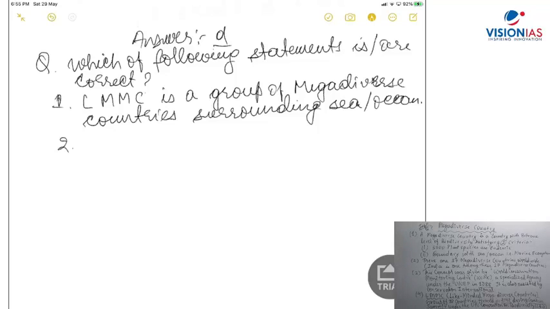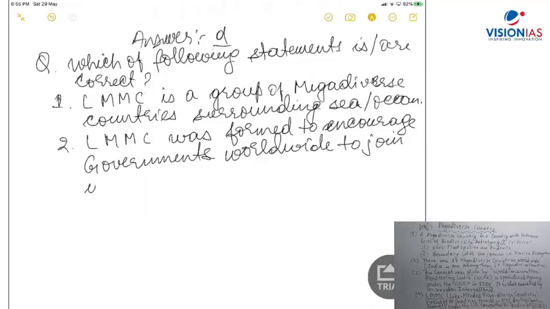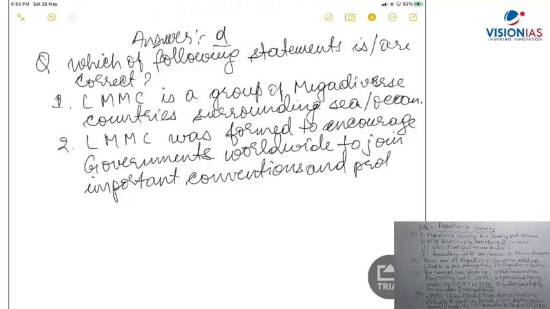Now second statement: LMMC was formed to encourage governments worldwide to join important conventions and protocols related to biodiversity.